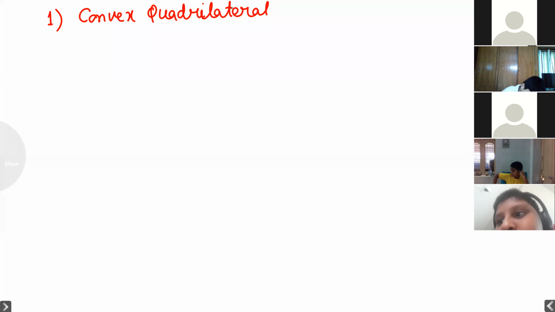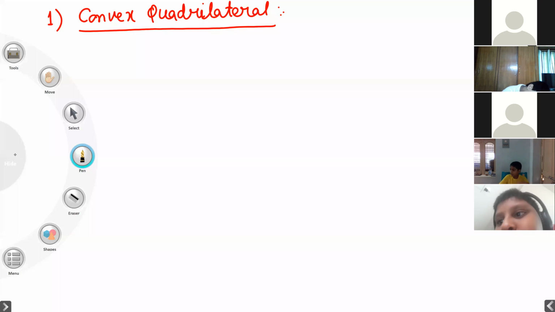Convex quadrilateral. Keep heading: convex quadrilateral.